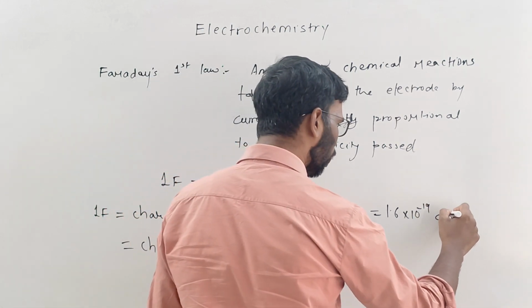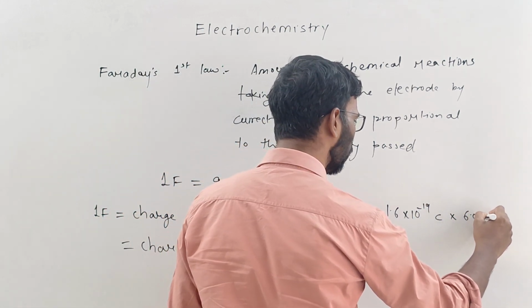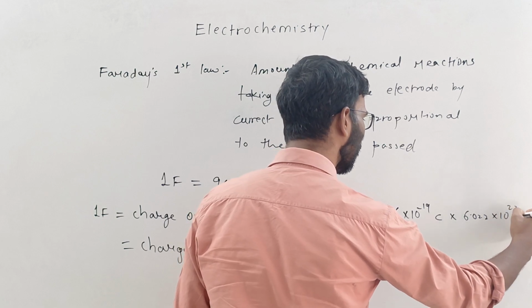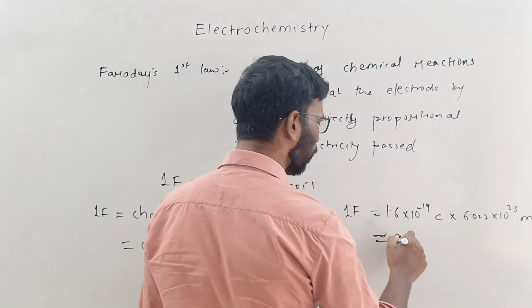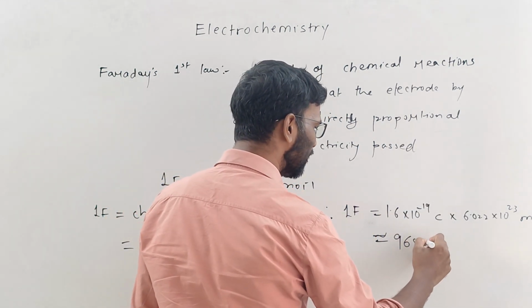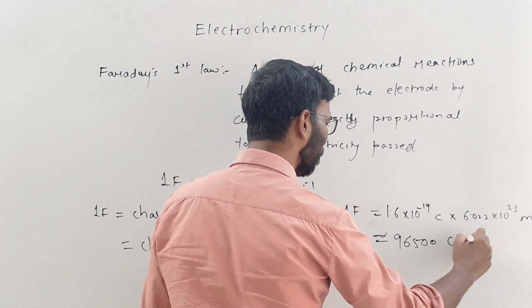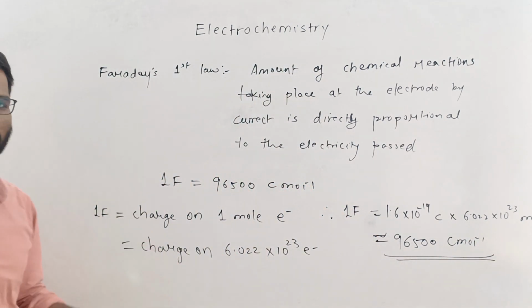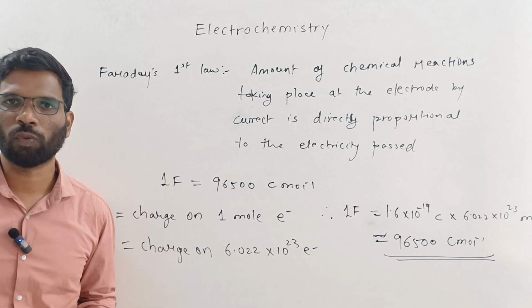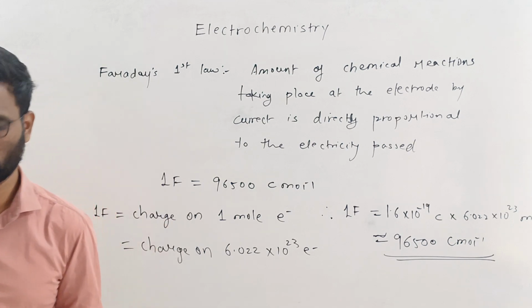multiplied by the number of electrons in a mole. And what is the unit of a mole? That is 6.022 into 10 raised to 23 per mole. This comes to approximately, if you solve this, 96500 coulomb per mole. This is the thing about Faraday's law. So now let us solve one problem and understand this concept.